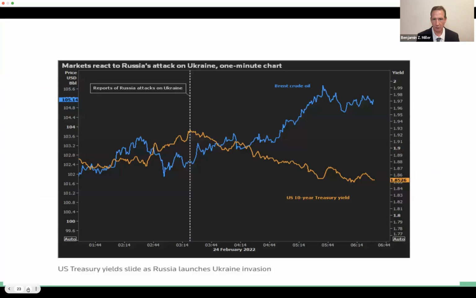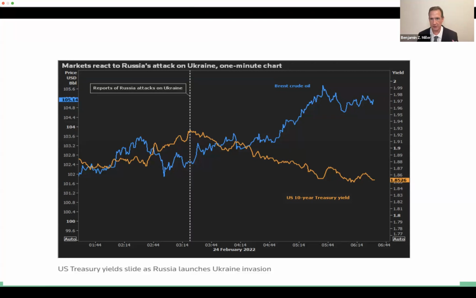But what about the U.S. market? This is actually quite interesting to look at. We're looking at the 24th of February, 2022, and this line here shows the U.S. 10-year Treasury yield. You notice that the 10-year Treasury yield went down. If the Treasury yield went down, that means the price of the U.S. 10-year Treasury went up. So why did the price go up? Well, it's called flight to safety.